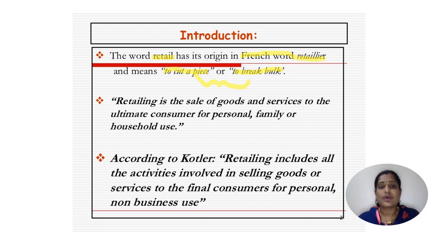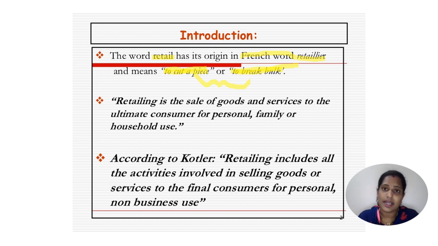So that means to cut a piece, to break the bulk. The retailer gets goods in a larger quantity, he breaks them into a smaller quantity, or arranges them into smaller quantities according to the convenience of the consumer. Here, in breaking the bulk, if they bring 500 kgs they don't divide it into 100 kgs; they make 1 kg, half kg, 2 kgs, 5 kgs.